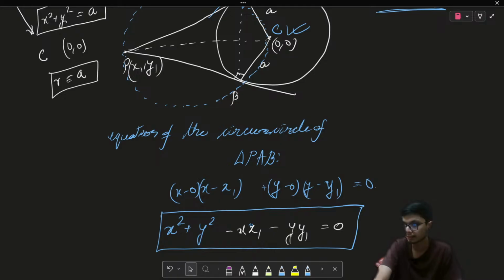Okay, I hope this is clear to all of you. Is this part clear? Please do let me know if this part is clear or not.